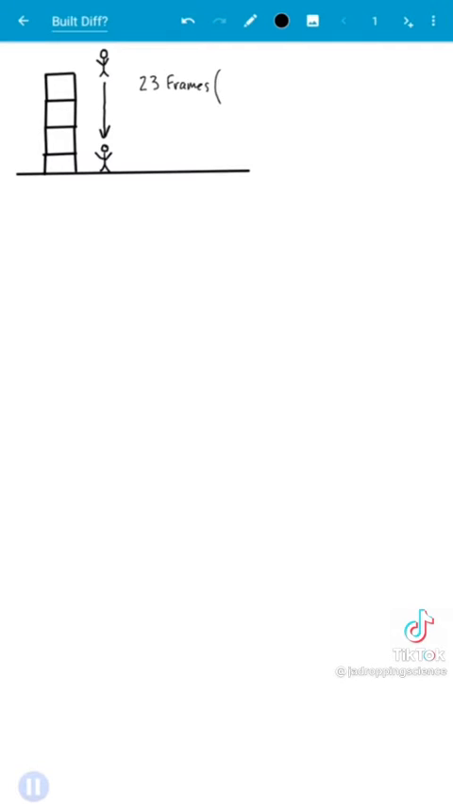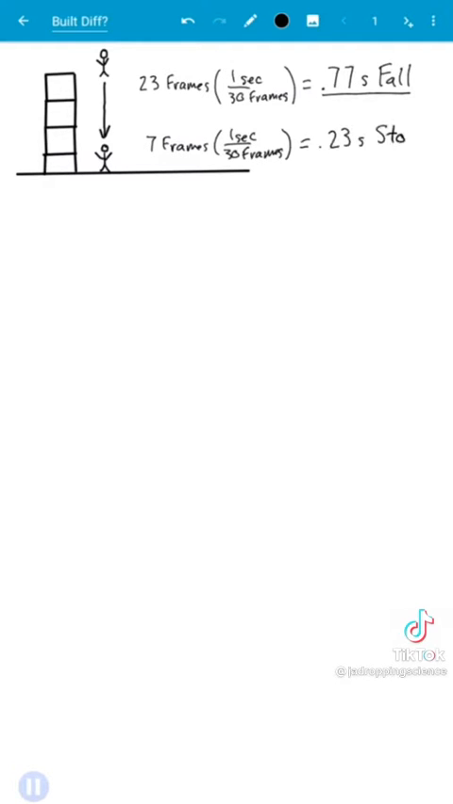So how long was he falling for? Well, 23 frames times 1 second per 30 frames gives us 0.77 seconds of falling. Likewise, if he absorbed the full impact in 7 frames, that's 0.23 seconds to stop.